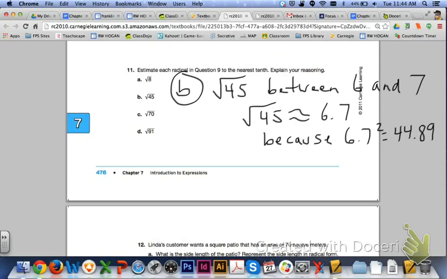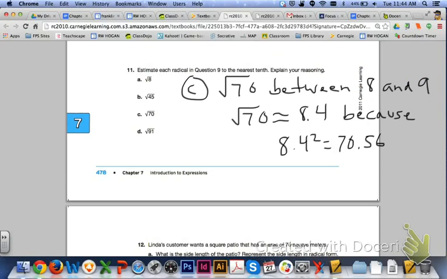If you take a look at letter B, we're trying to find the estimate for the square root of 45. We set up in letter A that we were going to be using the perfect squares of 36 and 49. The square root of 36 is 6. The square root of 49 is 7. So we know that the decimal is going to be in between the numbers 6 and 7. The square root of 45 is going to be approximately equal to 6.7, because when you square that number, you are going to get 44.89. That's going to get you as close as you can to 45.